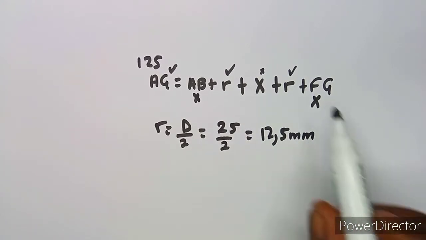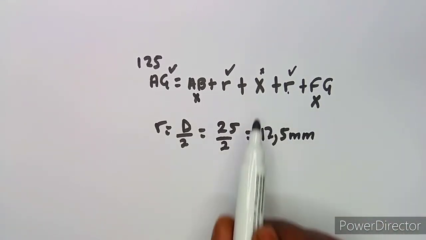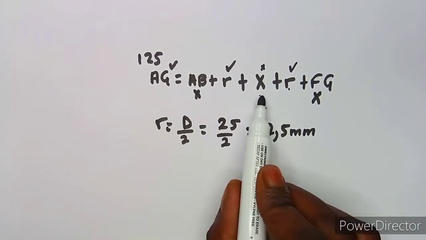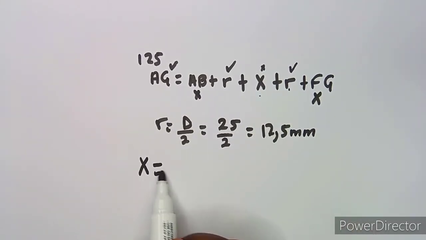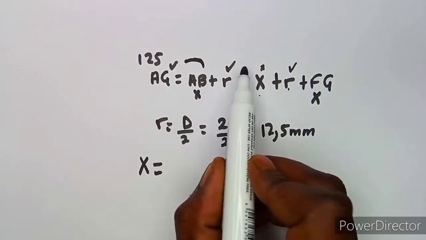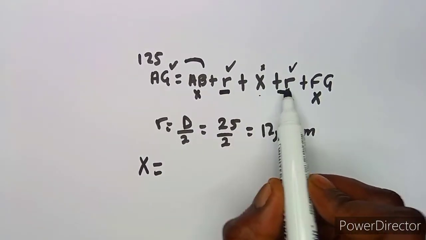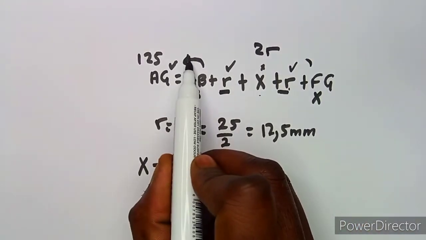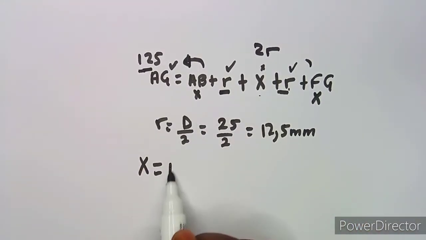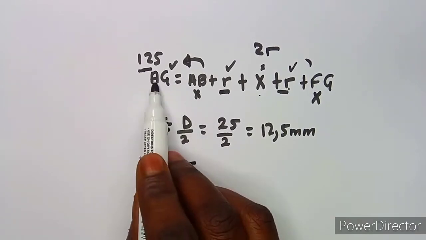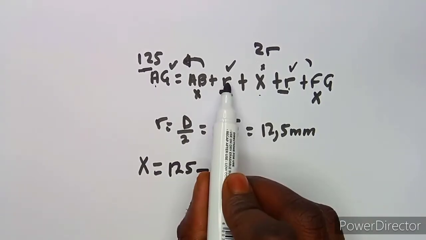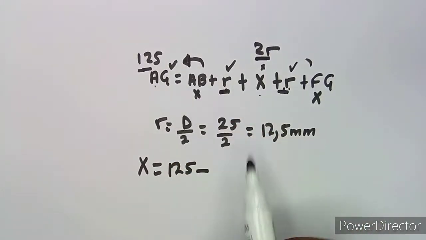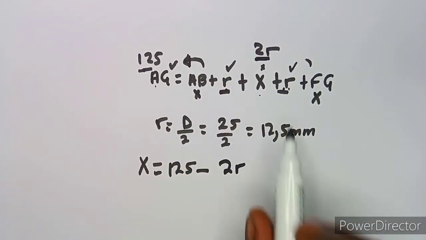So the radius is there, this one is there. So you're going to make X the subject from this point. Let's make X the subject, which means you're going to transpose this to this side, and remember R plus R, that's 2R. So you're going to take this to the other side, so it's going to be 125 for AG minus R plus R, which gave us 2R. So if we transpose this, it's going to be minus 2R.